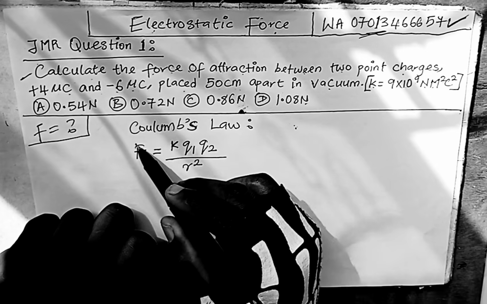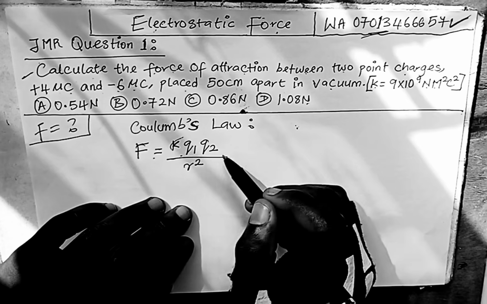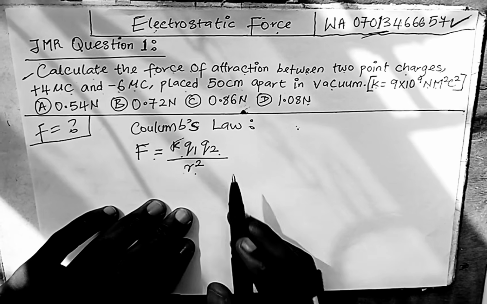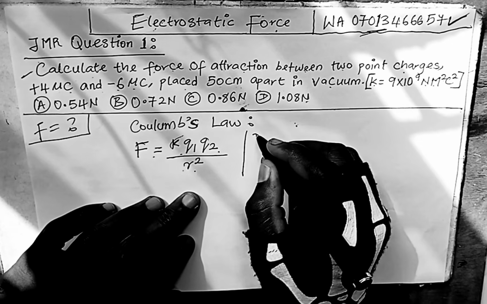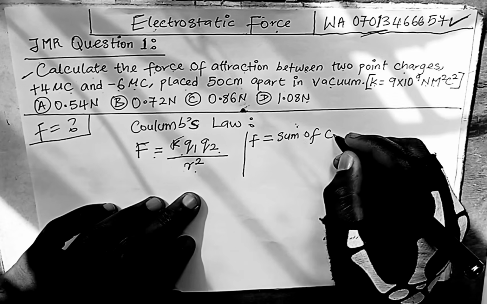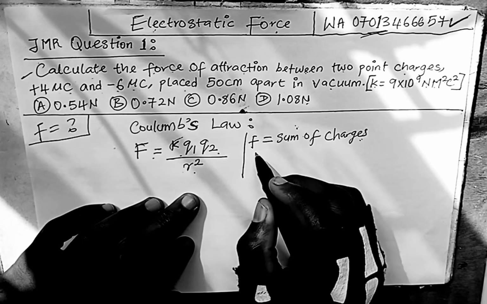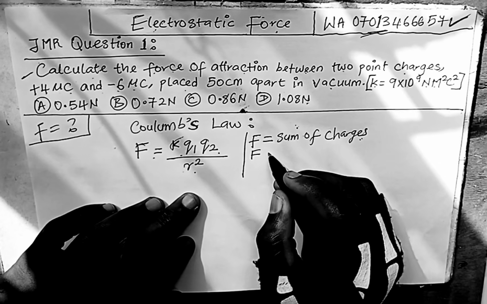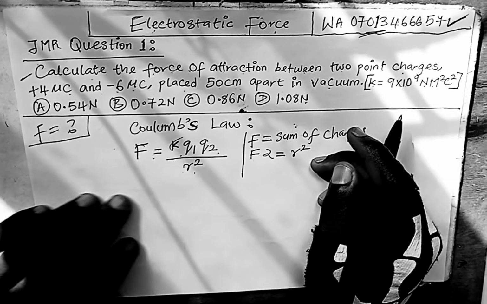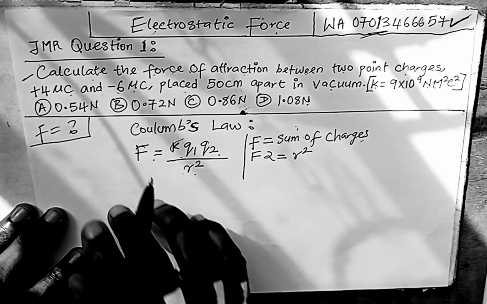So Coulomb's law states that the force of attraction between 2 point charges is directly proportional to the product of the charges, not the distance of the charges, and inversely proportional to the square of their distance apart. So this is the formula, the expression from Coulomb's law. That's what we are going to apply here.